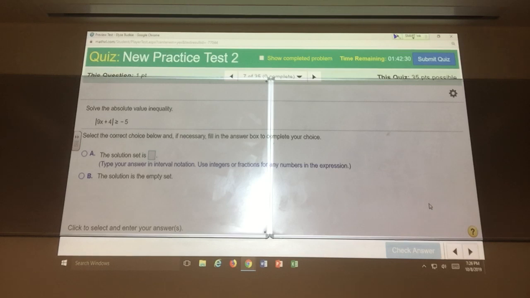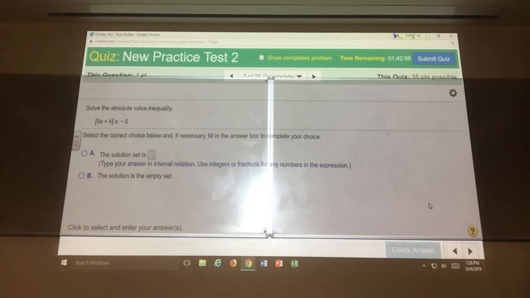What about this one? Not no solution, because it's greater than a negative number. You gotta be careful on those. Negative number on the other side doesn't automatically mean bad. This one is good. An absolute value is always bigger than a negative number, right? So what would your answer be? Everything. Negative infinity to positive infinity.